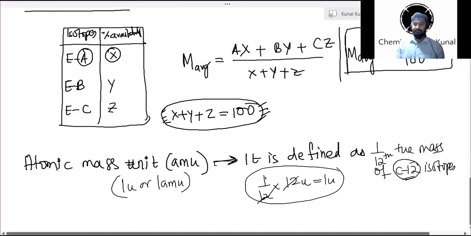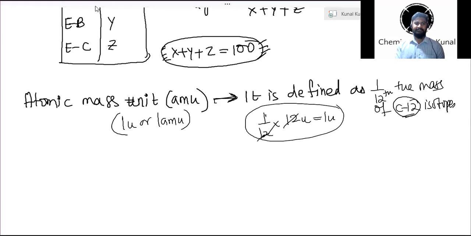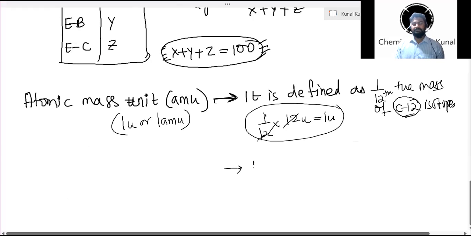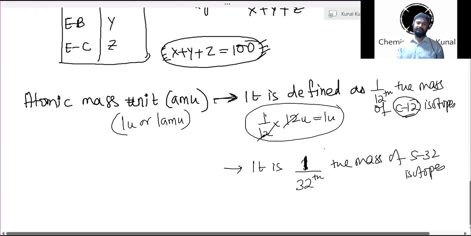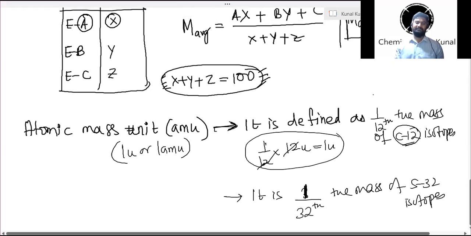Now, is it that we can only define it with carbon? Not really. You can also define it using sulfur if you want to. How? You can say it is defined as 1 by 32 times the mass of the S32 isotope. You can do it in terms of nitrogen or oxygen also. Whatever works for you, you can use it, no problem. But in books, the standard is the C12 isotope. That's how AMU is defined.